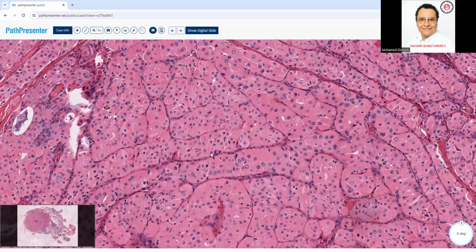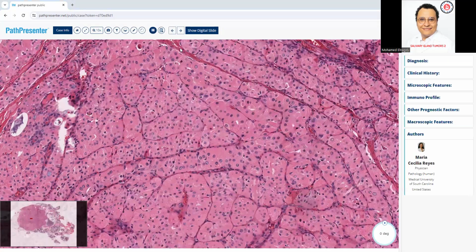Oncocytoma versus oncocytic carcinoma. But it all depends on a lot of features and careful examination of the slide. However, I think this is oncocytoma only. Yes, the title is oncocytoma. In oncocytoma, you see these nests of oncocytic cells, or nests of oncocytes. Okay, oncocytoma. All right. Thank you, Seham.